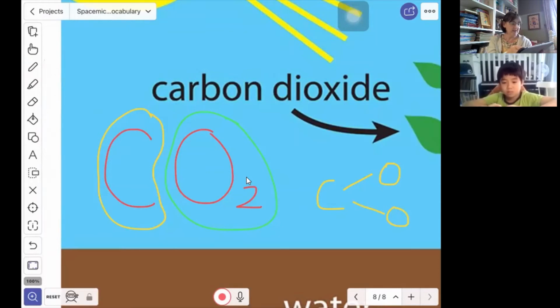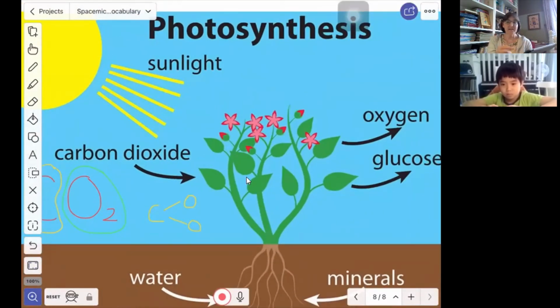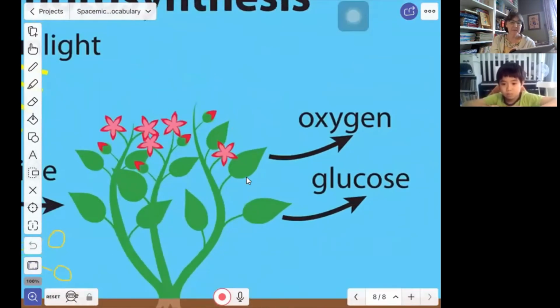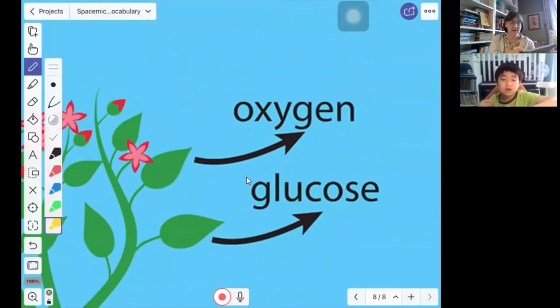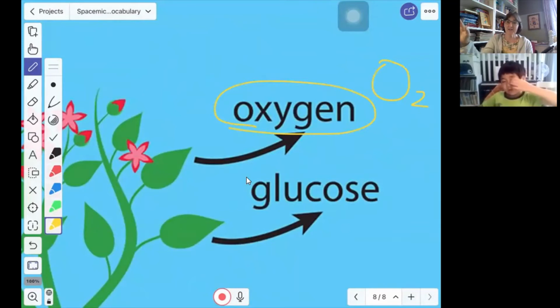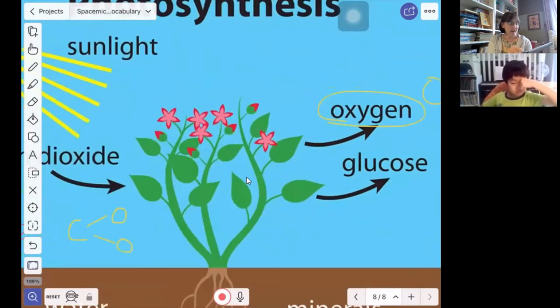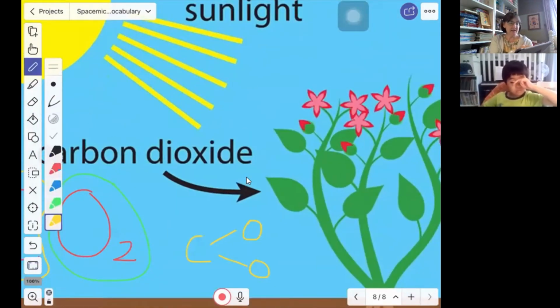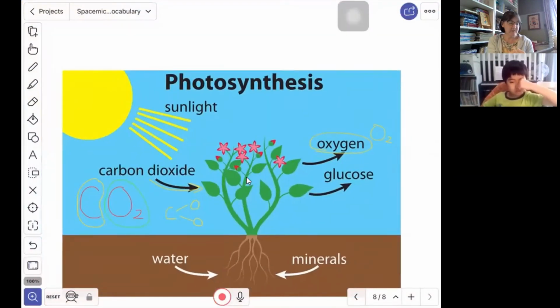And then a plant does the opposite. A plant breathes in carbon dioxide and it breathes out oxygen, and they give us air. Yeah, so see how here, this is oxygen. So the plant breathes out oxygen and then we breathe it in. And then we breathe out carbon dioxide and the plant breathes it in. So plants and people help each other.